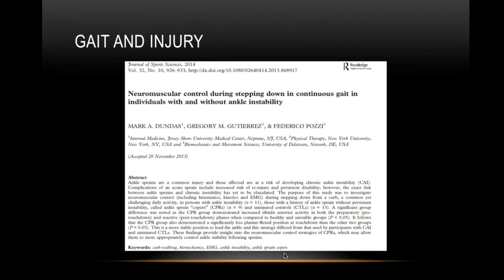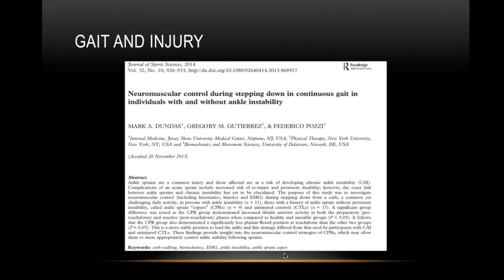And they found that someone with chronic ankle instability probably had not done enough rehab or had not learned that skill, which could be a problem and put them at more risk of continuing to sprain their ankle.